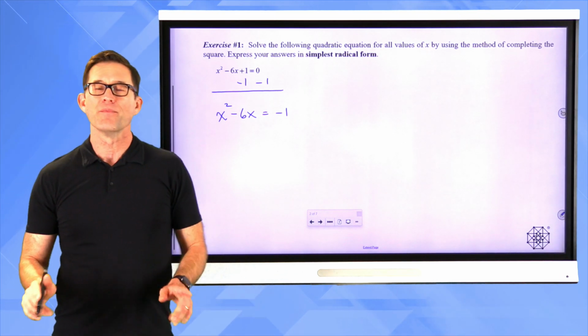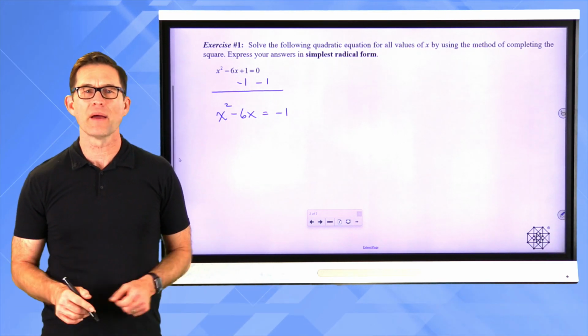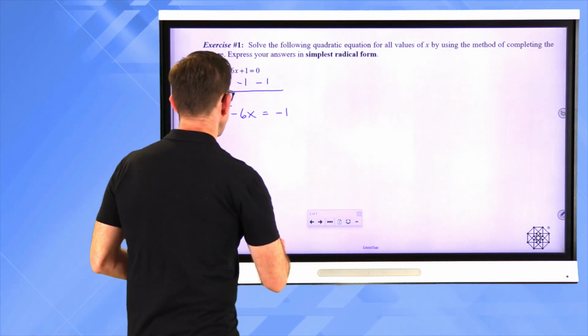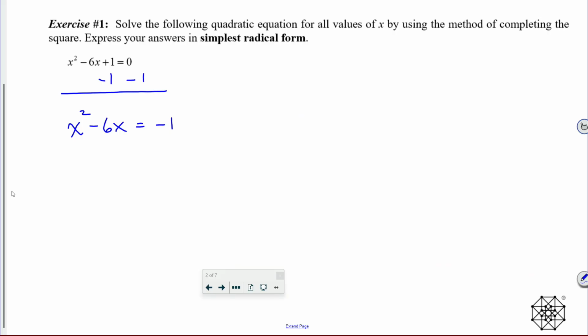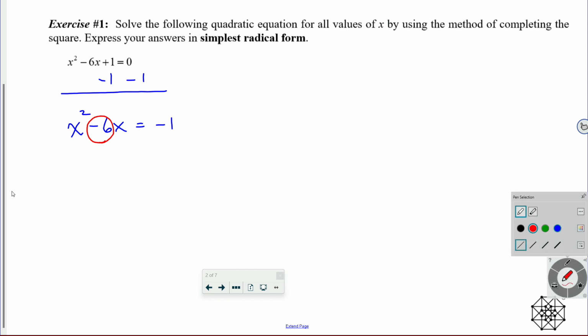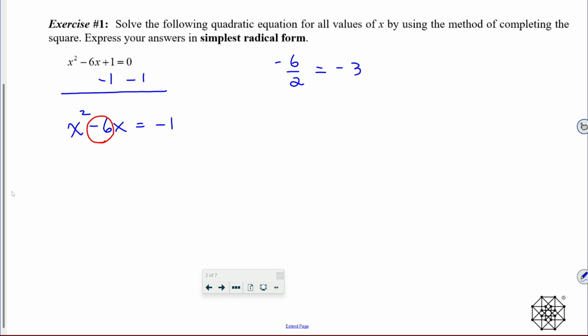Awesome. Now, at this point, what I do, keep in mind we did this back in Unit 7, is I'm going to take the coefficient of the linear term, in which case that's negative 6, and I'm going to find half of that, which is negative 3, and I'm going to take my negative 3 and square it, and I'm going to get 9. And I'm going to add a 9 to both sides of this equation.